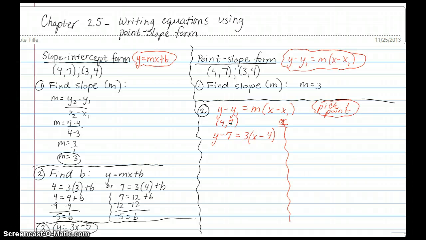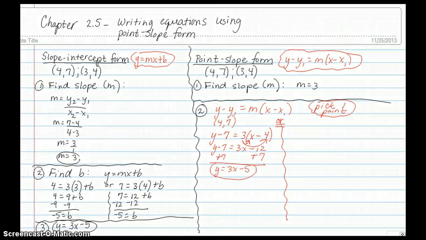Now we're going to distribute, so 3 times x, 3 times negative 4, so just bring down your y minus 7, equals 3x. Distribute the 3 to the minus 4, so minus 12. We want to get the y by itself to write it in the form y equals mx plus b, so we add 7 to both sides. And y equals 3x minus 5. Now what's nice about this is you can see it matches exactly with the slope-intercept form.